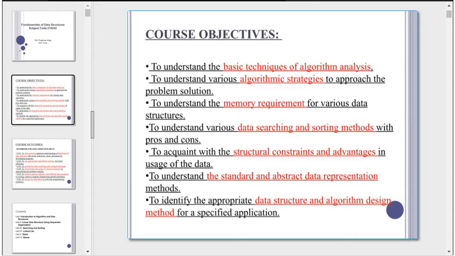Next is to understand the standard and abstract data representation methods. And the next objective is to identify the appropriate data structure and the algorithm design method for a specific application. So if I give one problem, you have to identify the data structure which you will use to manage or store the data, along with how to implement or write the algorithm for that specified problem. So these are the course objectives.